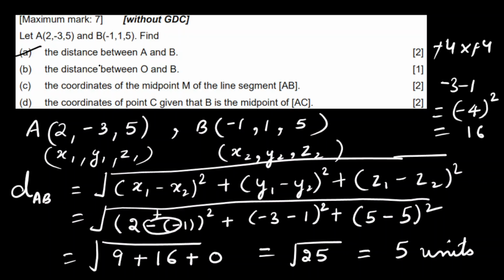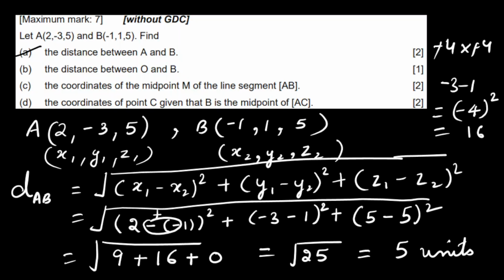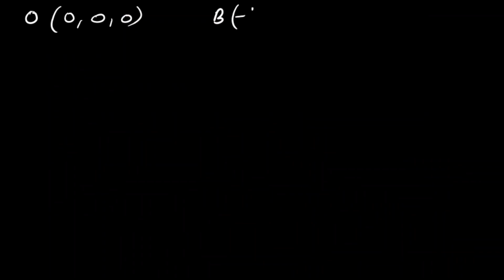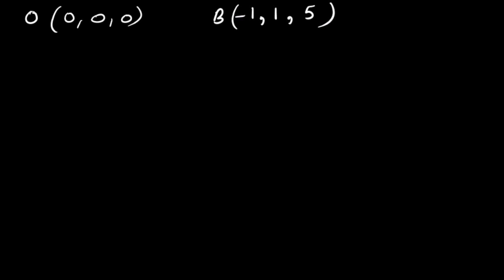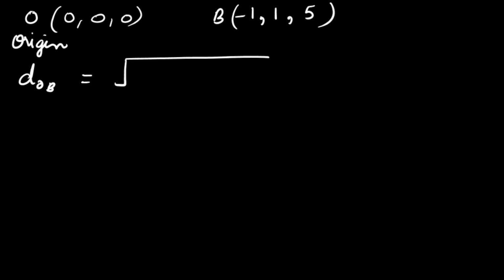Let's do second, distance between O and B. So here O is origin. So distance between O and B we have to find. So origin's coordinates are (0, 0, 0). And we know the coordinates of B as well. So coordinates of B are given to us as (-1, 1, 5). So distance between origin and B we have to find. So distance OB, this we can find with the direct formula as well.